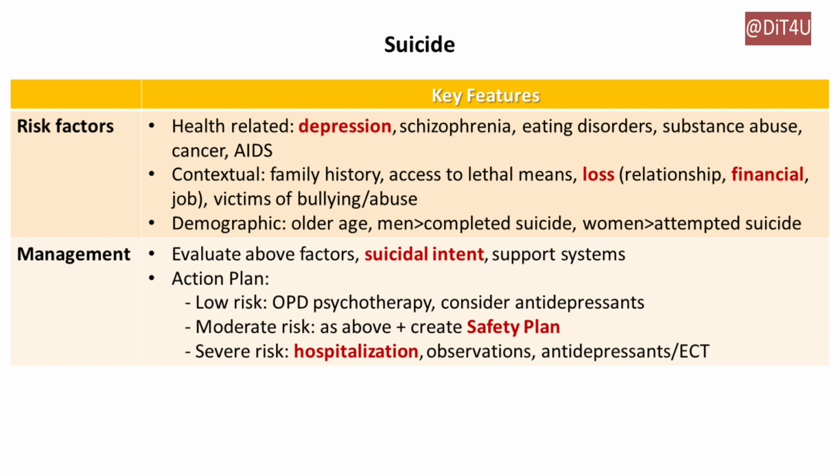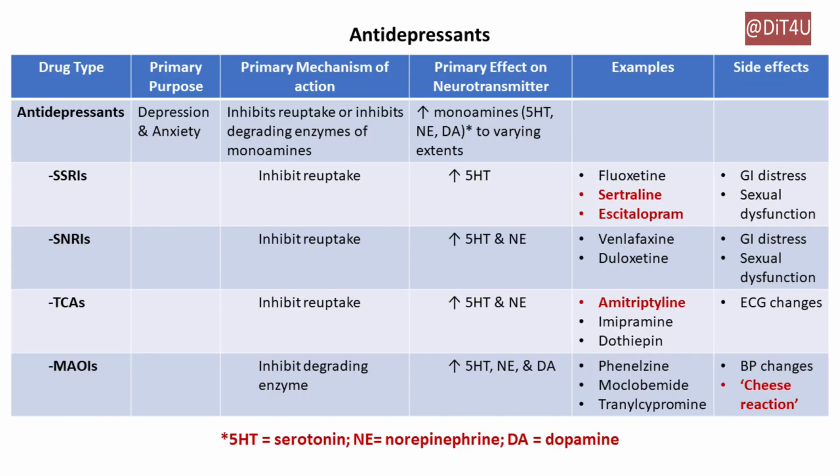Observations: you designate one staff member to continually observe the patient. Of course, antidepressants, and ECT if it is very, very severe. Antidepressant medications inhibit reuptake of neurotransmitters, but they can also inhibit degrading enzymes of monoamines. They are used in both anxiety and depression.